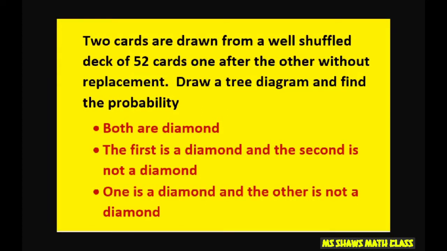Everyone, 2 cards are drawn from a well-shuffled deck of 52 cards, one after the other without replacement. We're going to draw a tree diagram and find these probabilities. Both are diamond. The first is diamond, and then the second is not a diamond. And then the last case, one is a diamond, the other is not a diamond. It's kind of like the second one there.